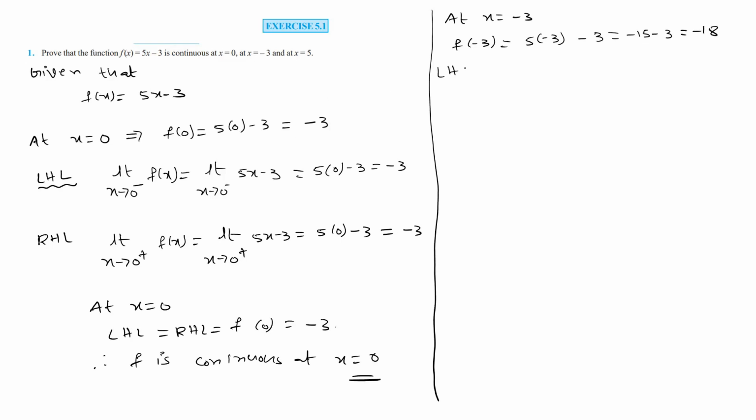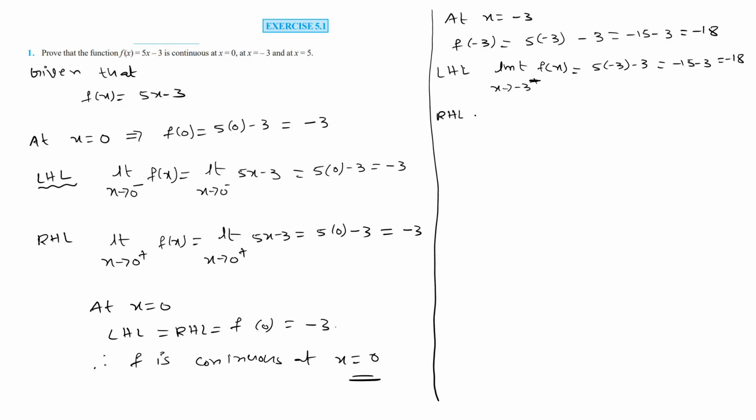Next, the LHL, if you check here: the limit as x tends to minus 3 minus, sorry, the left hand limit of the function f of x, which is 5x minus 3. So 5 into minus 3 minus 3. Wherever x is there, we substitute minus 3. So minus 15 minus 3, which is nothing but minus 18.